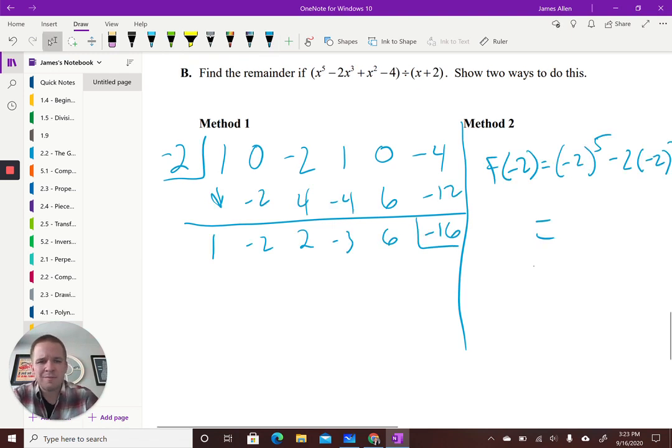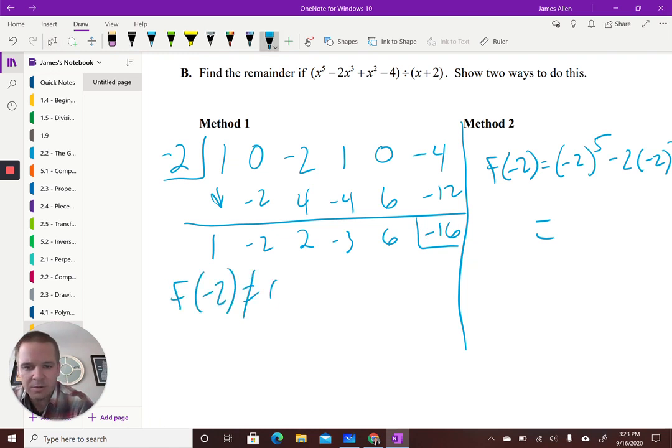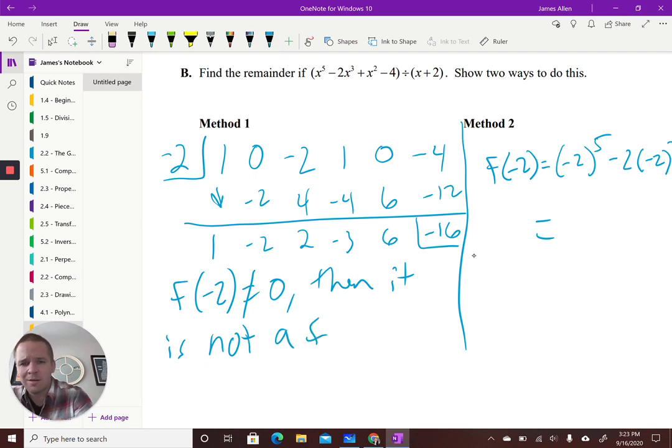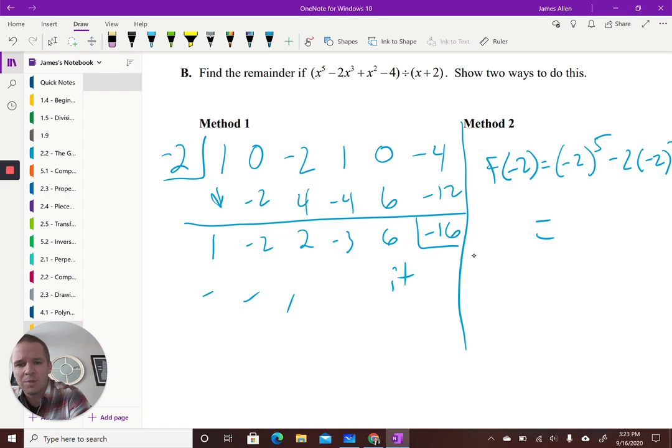Alrighty, so for this one here, we see we have a remainder of negative 16. Well, since f of negative 2 does not equal 0, then it is not a factor. Well, actually, no, we're not even asked to do that. Pump the brakes back. I'm just in that mode right now. All we were asked for was the remainder. I've got it. It's negative 16.